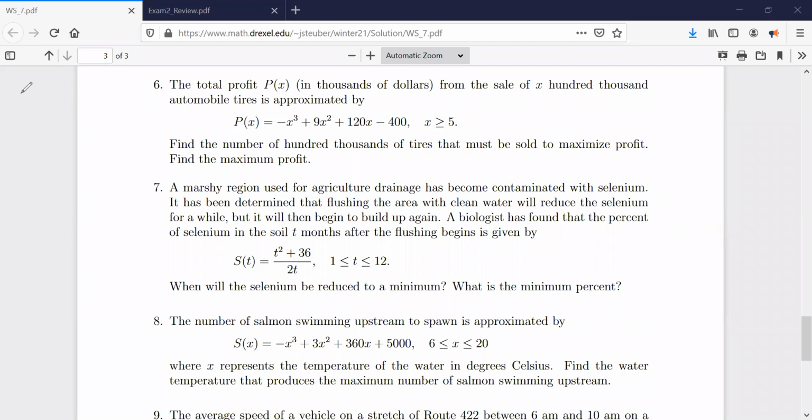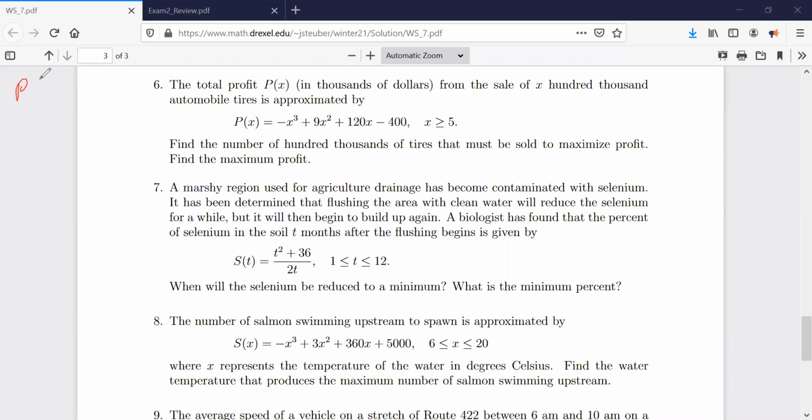So the total profit P of x in thousands of dollars from the sale of x hundred thousand automobile tires is approximated by P of x is equal to -x cubed plus 9x squared plus 120x minus 400 for x greater than or equal to 5. Find the number of hundreds of thousands of tires that must be sold to maximize profit. Find the maximum profit. So the function here is going to be P.